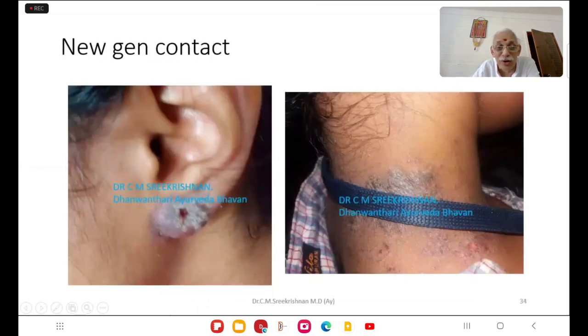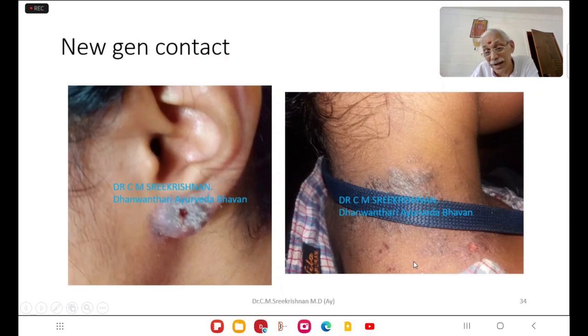And here, the new gen contact. Here it is an artificial ornament. Here these are identity cards, actually in the uniform for the children. This identity card is causing the irritation. These contain polyester and some chemicals. But there should also be sensitive skin.